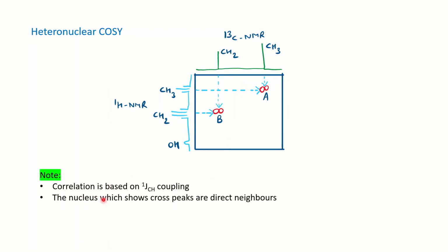In that way you can assign that the set of protons belongs to the respective carbon. Basically this heteronuclear COSY is based on the 1J CH coupling, the protons which are directly attached to the carbon. So based on 1J coupling, you will see the peaks here. Here you can find the cross peaks which are directly connected to the respective neighbors, here meaning that carbon.